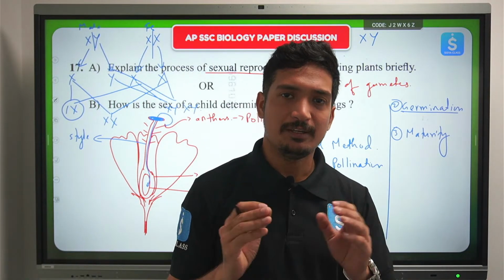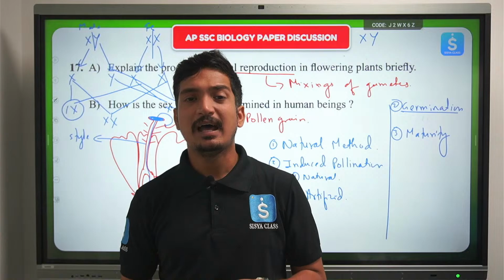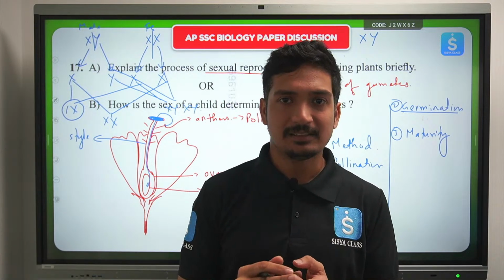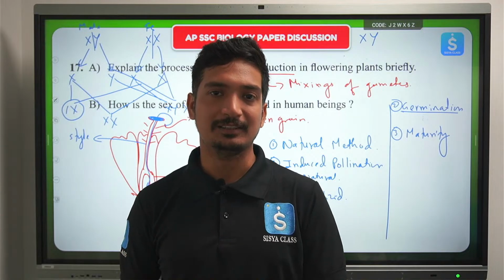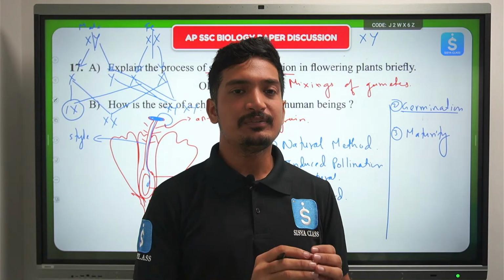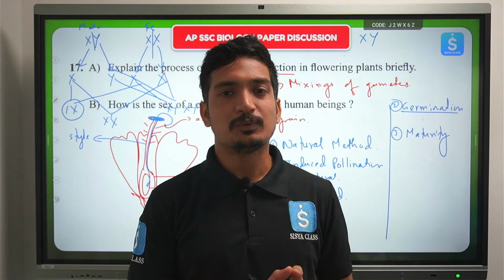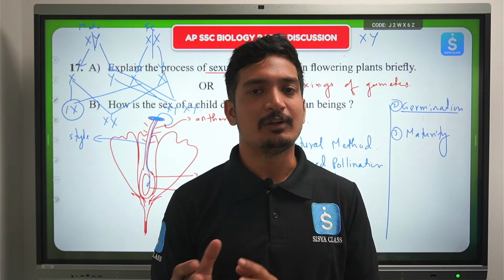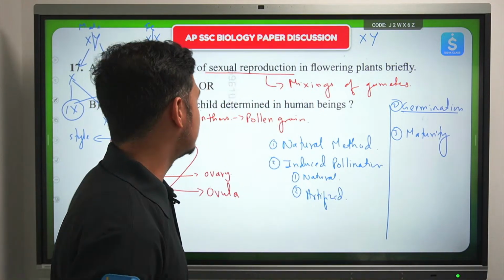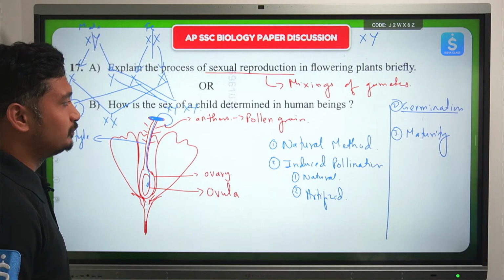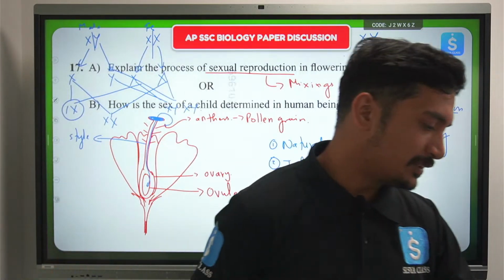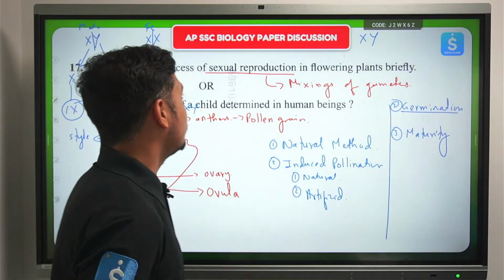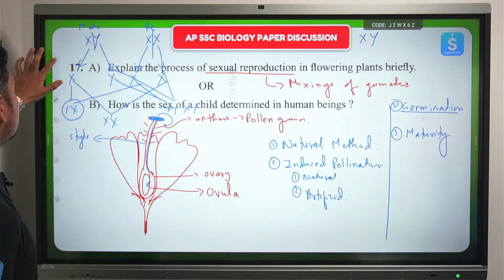So in a nutshell, if the child's sex chromosome is XX, the child will be a female, a girl. And if the sex chromosome is X and Y, then it will be a male. Okay, so this is the conclusion for this question. I believe this is clear to all of you, right? Great, wonderful. So here we are done with solving all the questions of this paper.